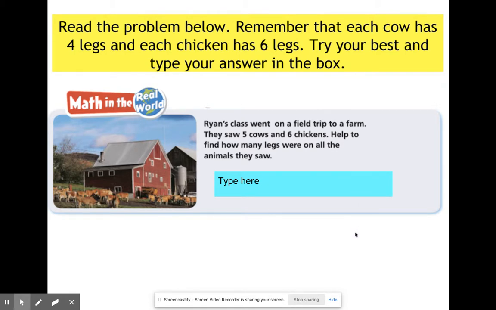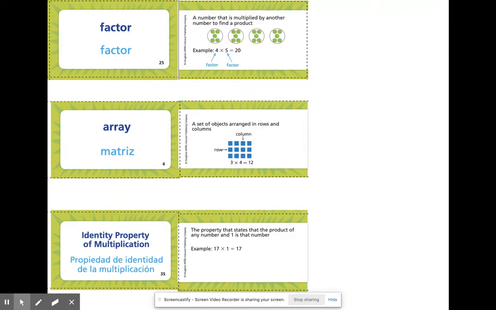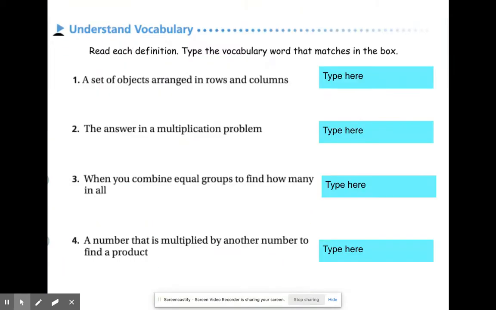So this is just a little introduction into multiplying. The next thing I want you to do is to review your vocabulary cards. These are also in your math workbook, but they are all on the slides for you as well. If you'd like, you can open your math workbook, rip out these cards and cut them so you can use them for later lessons. Okay, so they're all here for you.